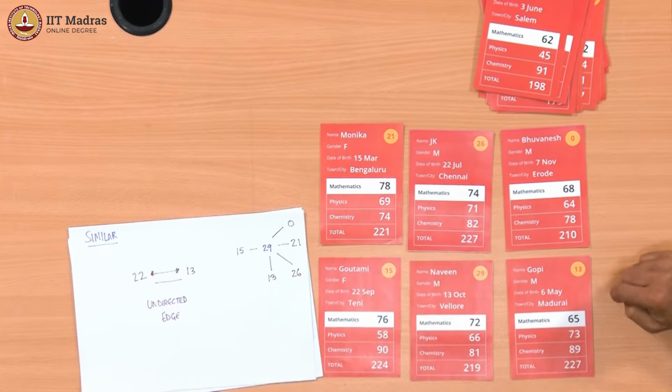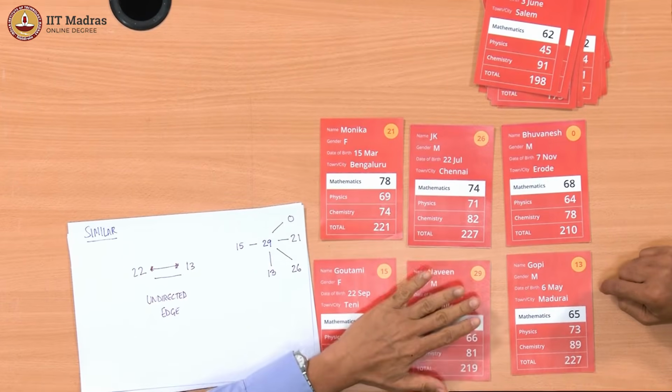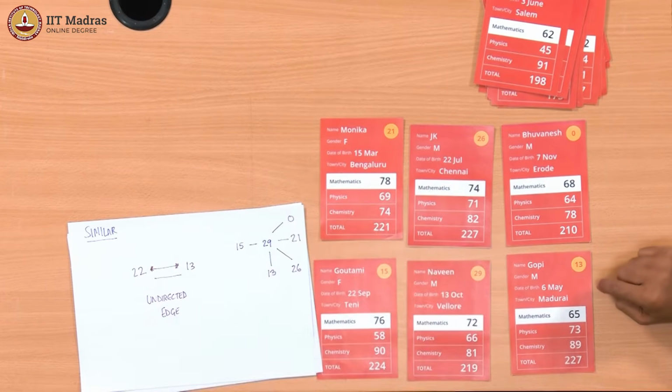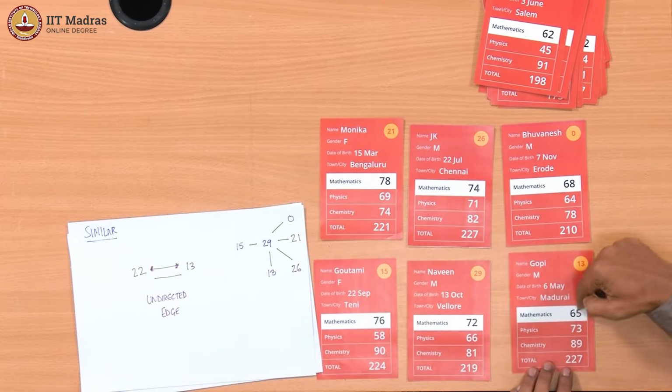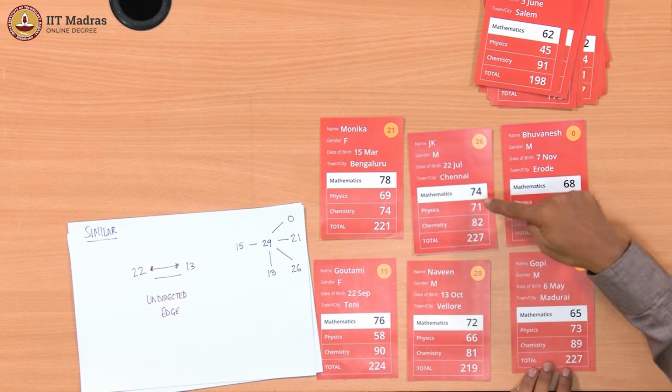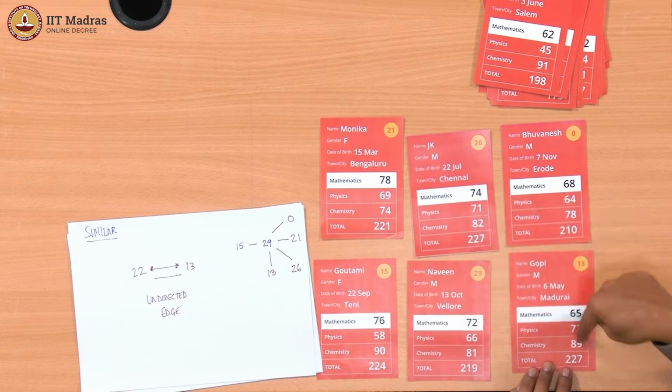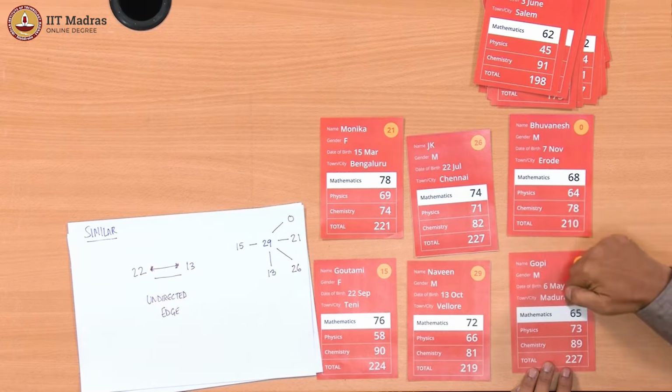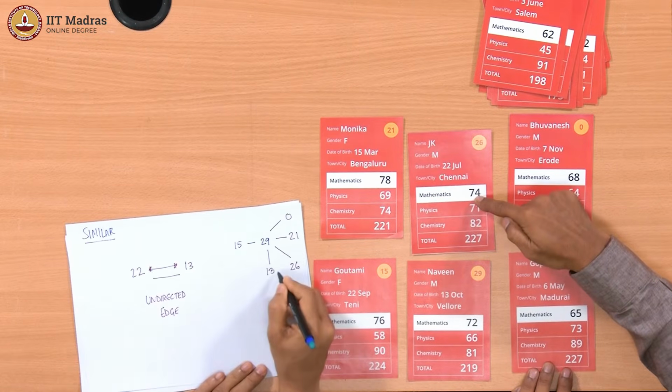Let's look at 13. We've already compared it with these two, so let's see 13 and these top 3. 65, 78 ruled out. 65, 74, yes, possible. 73, 71, 89, wow. So Gopi and JK. So that's 13 and 26.